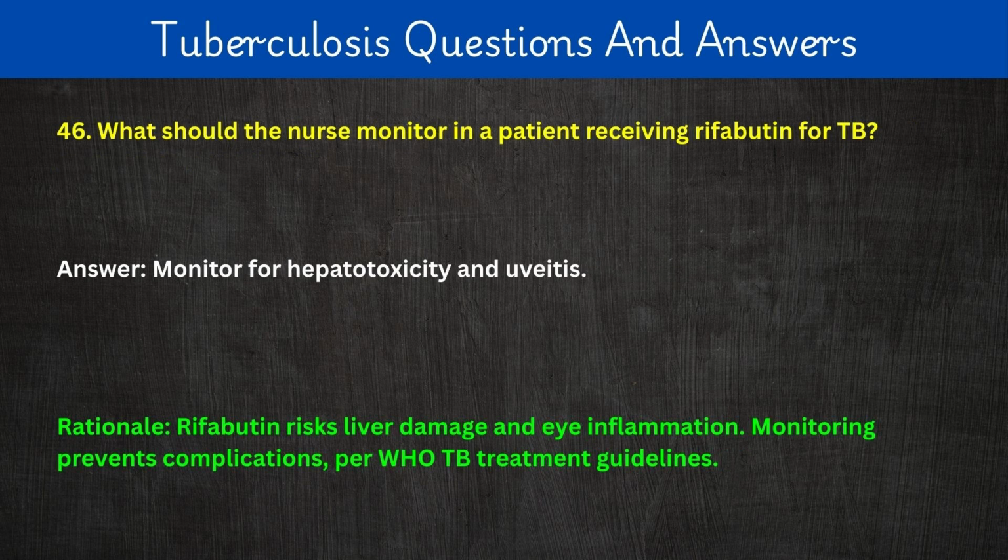46. What should the nurse monitor in a patient receiving rifabutin for TB? Answer: monitor for hepatotoxicity and uveitis. Rationale: rifabutin risks liver damage and eye inflammation. Monitoring prevents complications, per WHO TB treatment guidelines.